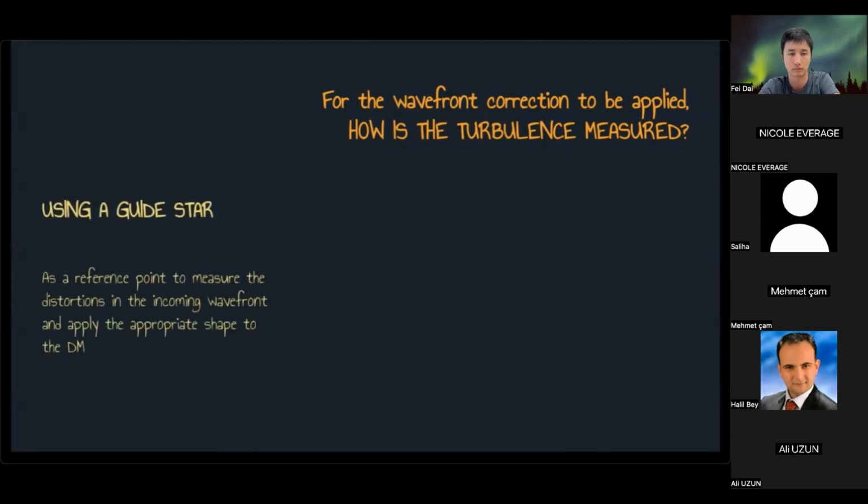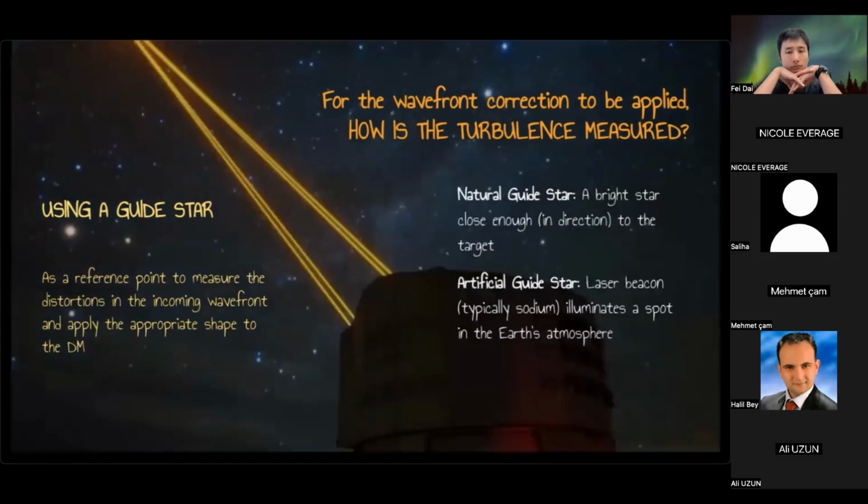We call that a guide star. As written here, it is essentially a reference point to measure the distortions in the incoming wavefront and apply the appropriate shape to the DM. It comes in two types, and you've actually already seen one type. Remember the laser beams from the title slide? That's for a guide star. We can thus create an artificial guide star using a laser beacon to illuminate a spot in the atmosphere. Or we can use a bright star close to a target if such a star is present.